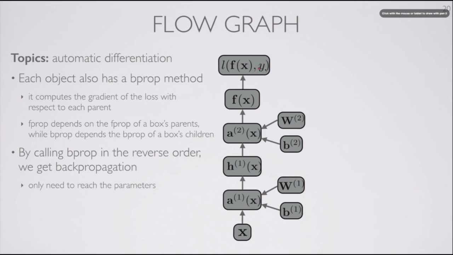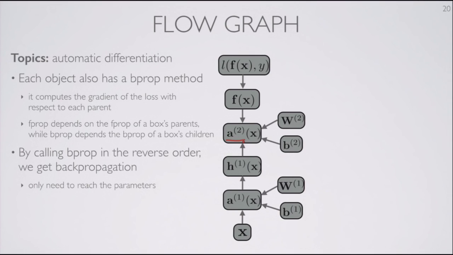And then you pass the bprop method here, and it's going to propagate to its argument, by using the chain rule, the gradient of the loss with respect to f of x. Then you call bprop on this object, and it computes: well, I have the gradient of the loss with respect to myself, f of x. From this, I can compute the gradient of the loss with respect to my argument, which is the pre-activation at layer 2.